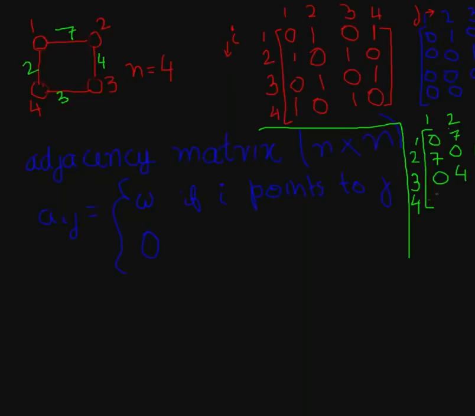Node 4 is connected to node 1 with weight 2. Node 4 is not connected to node 2, so there will be a 0 over here. Node 4 is connected to node 3 and it's not connected to itself.